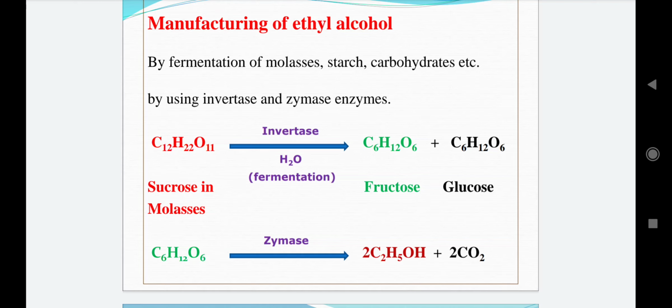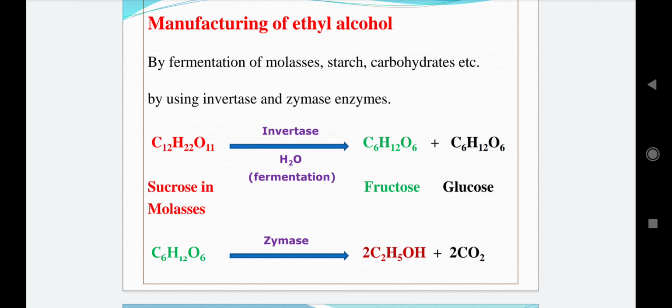Sucrose mixed with water in the presence of invertase enzyme undergoes fermentation and produces one molecule of fructose and one molecule of glucose. This glucose and fructose in the presence of zymase enzyme produce ethanol, C2H5OH, and there is liberation of CO2 gas.